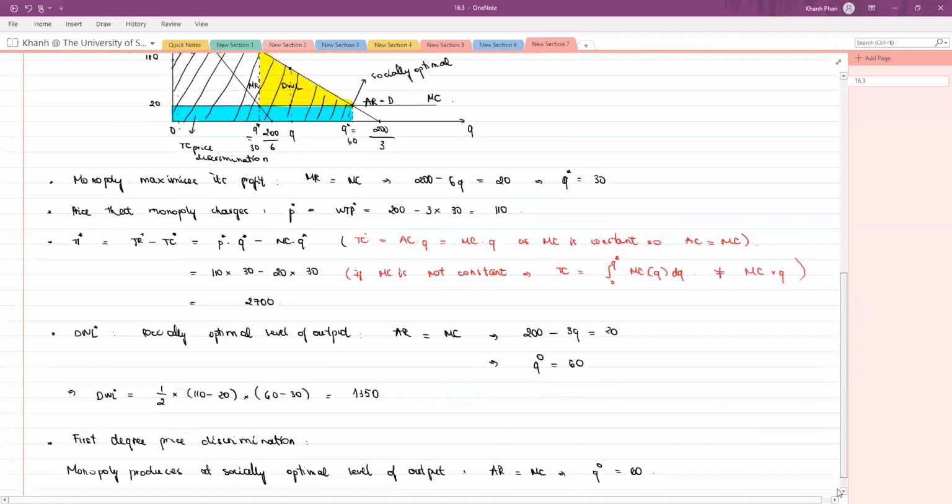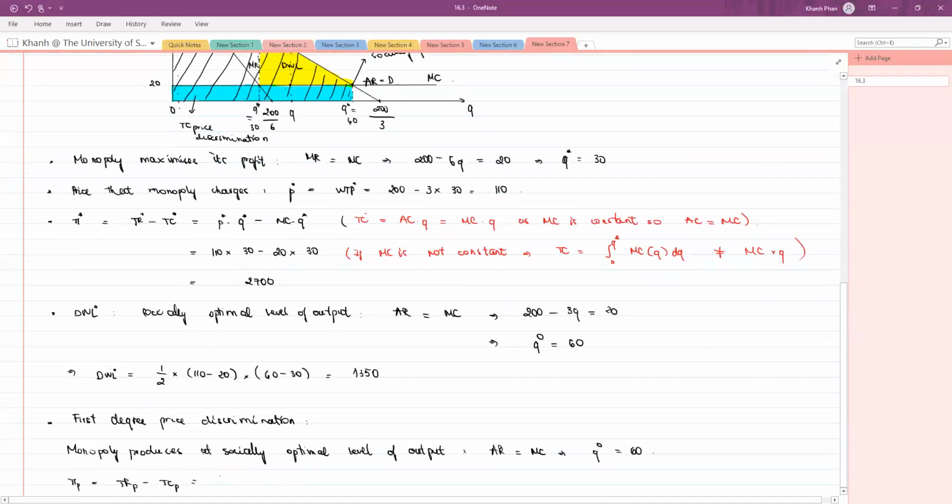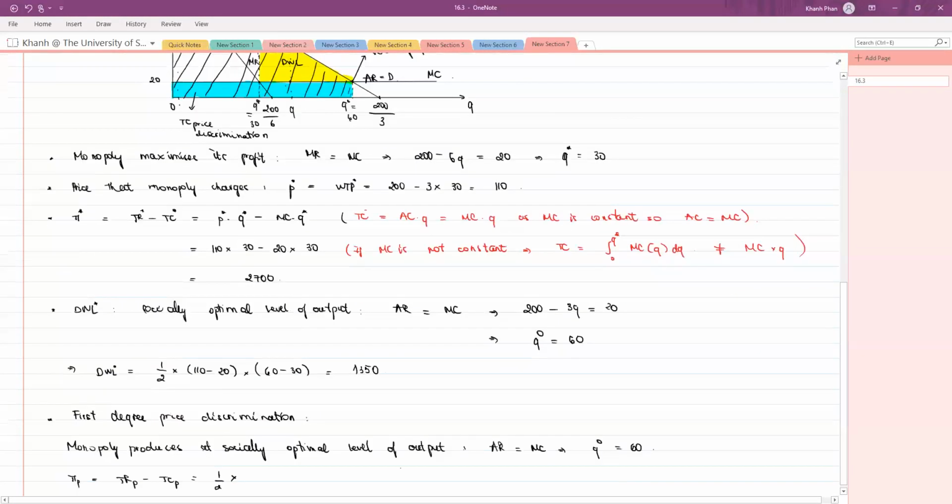All right, so the top triangle is just going to be half times 200 minus 20, which is the height, and the bottom, the horizontal, is just going to be 60. And so therefore it's going to be 180 times 60 divided by 2. So that is going to be 5,400.